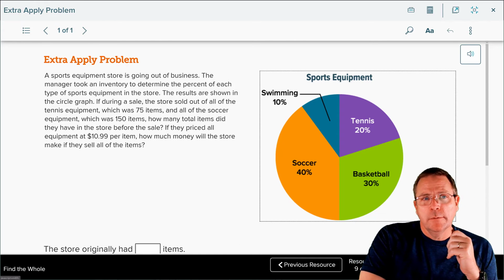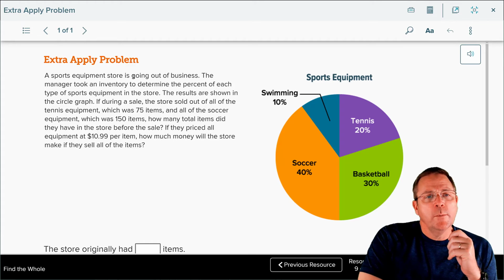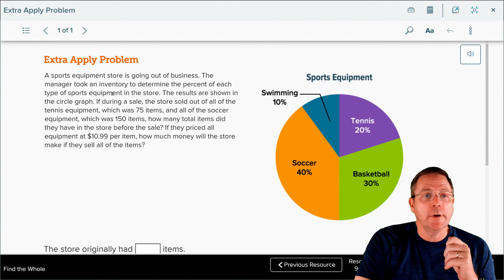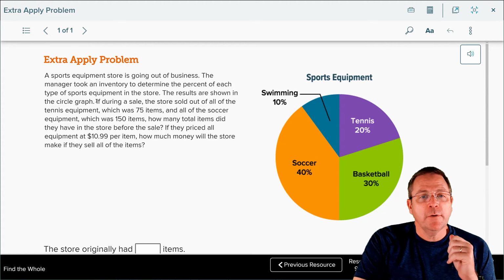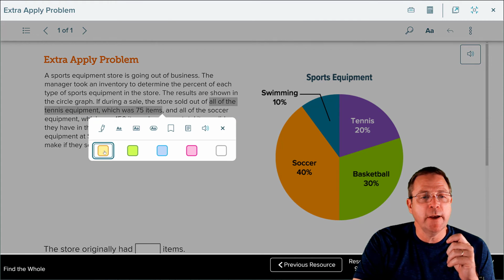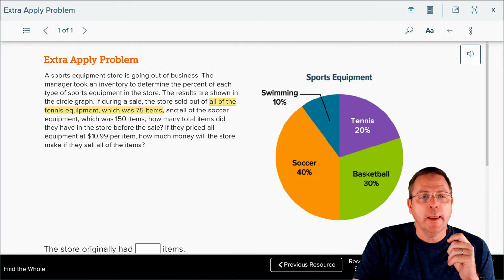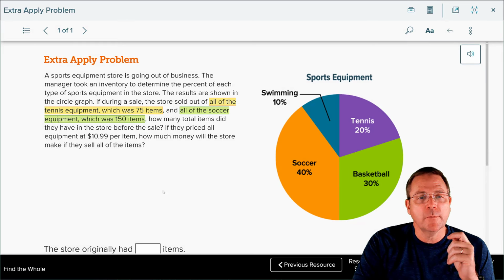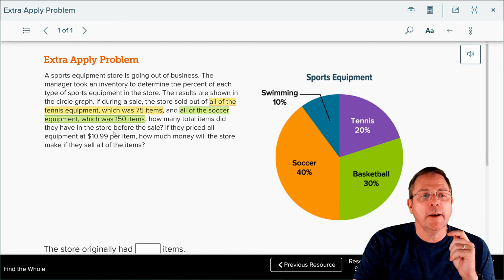Did you do it? A sports equipment store is going out of business. The manager took inventory to determine the percent of each type of sports equipment in the store. The results are shown in the circle graph. If during the sale the store sold out of all the tennis equipment, which is 75 items, and all the soccer equipment, that is 150 items, how many total items did they have in the store before the sale?